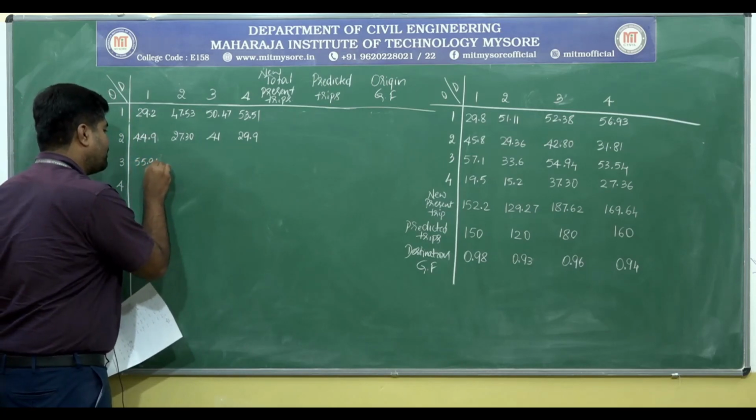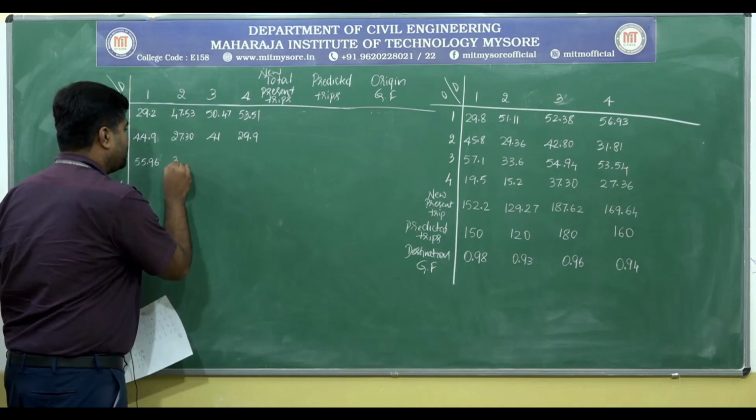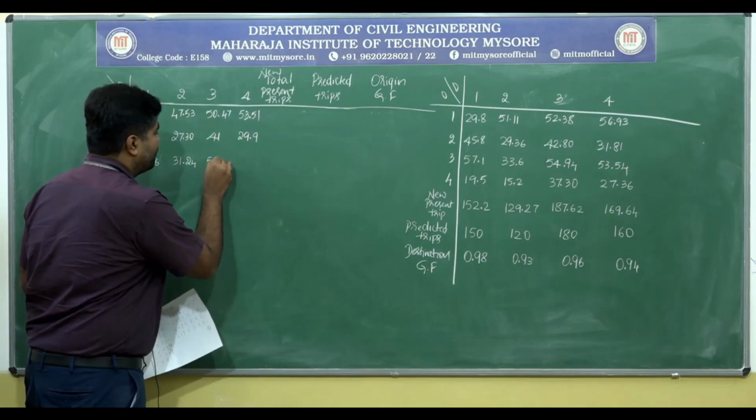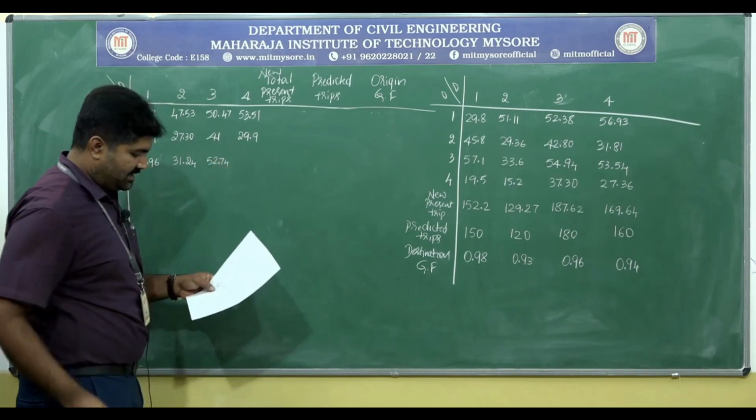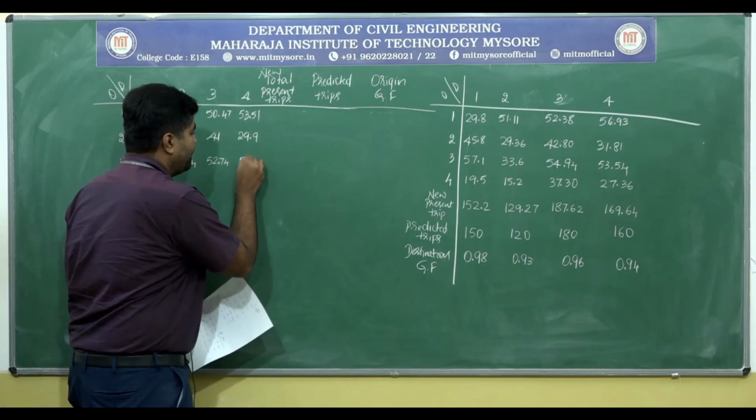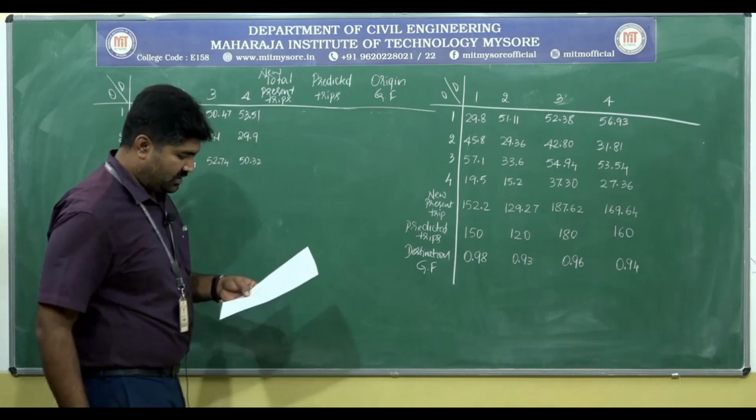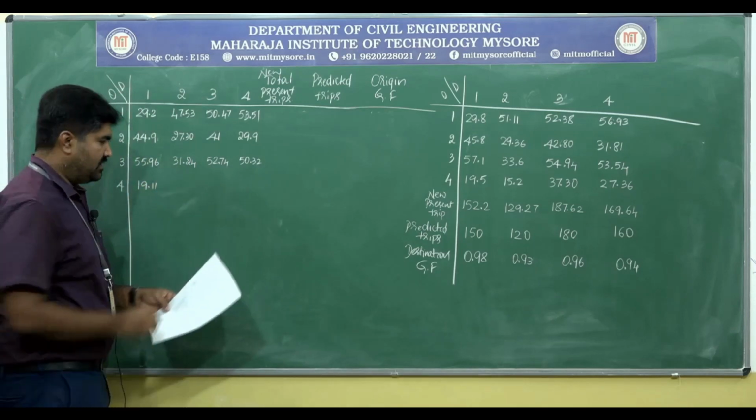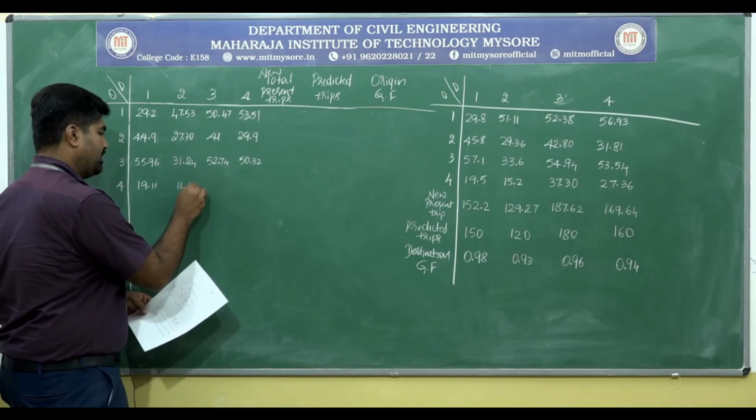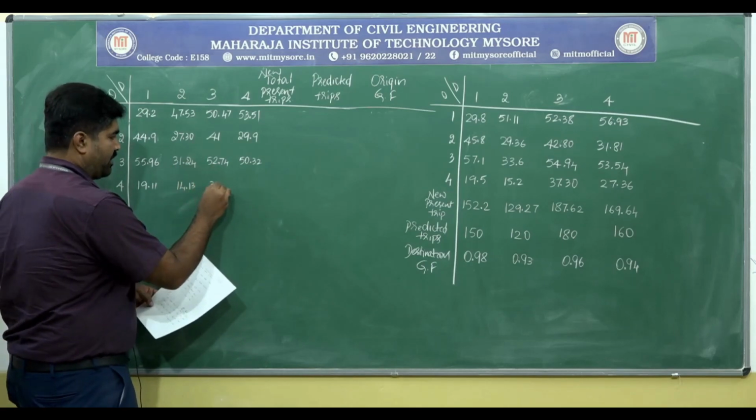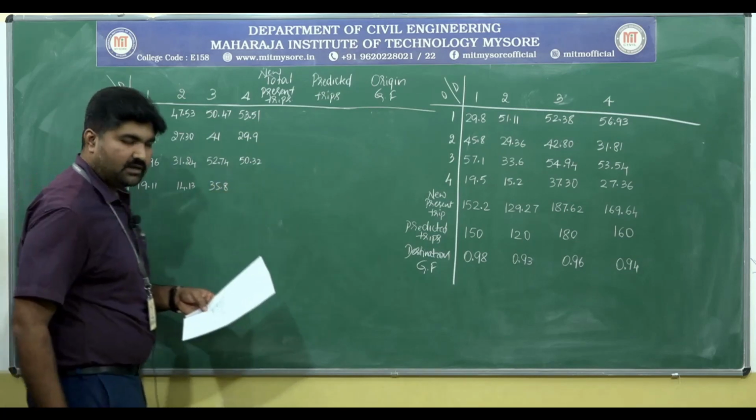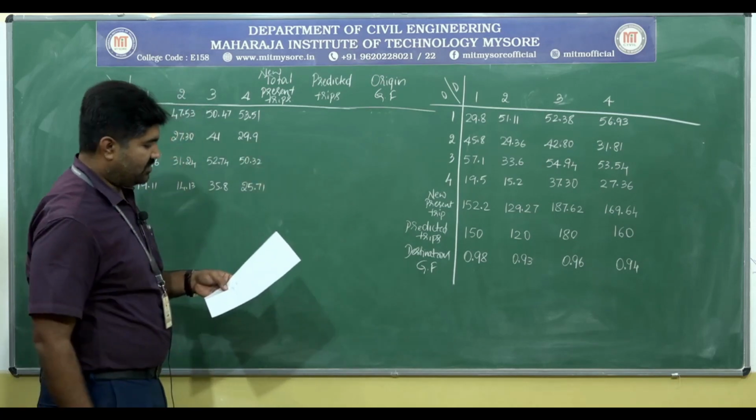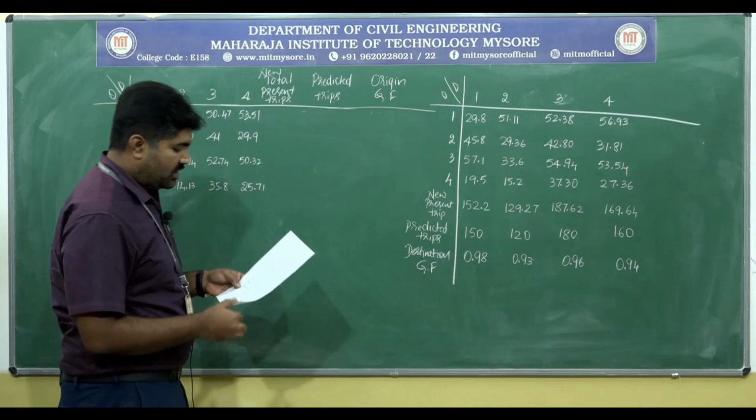Okay, next it is 55.96, 55.96, 31.24, 52.74, 52.74. Next it is 50.32. Last row it is 19.11, 14.13, 35.8, last it is 25.71. Okay, again you will get the new total of the present trips.